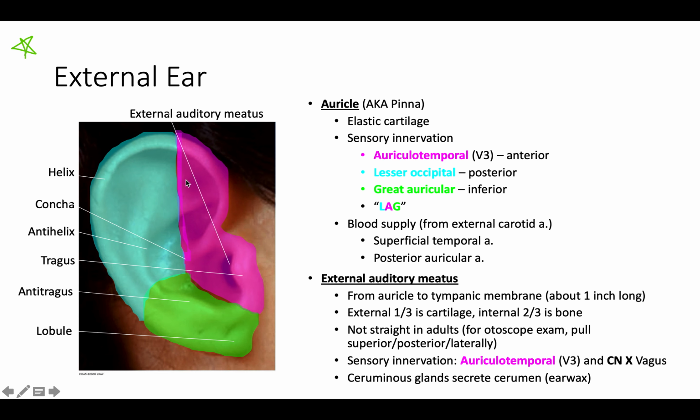And as you can see in this picture, the hole that goes back into our ear is innervated by auriculotemporal, and all of that back through there is auriculotemporal, and then some vagus.